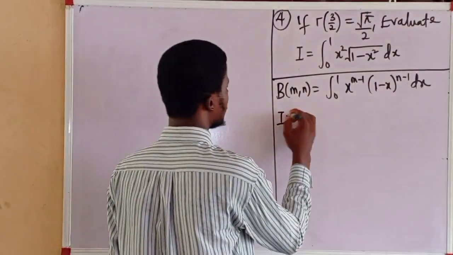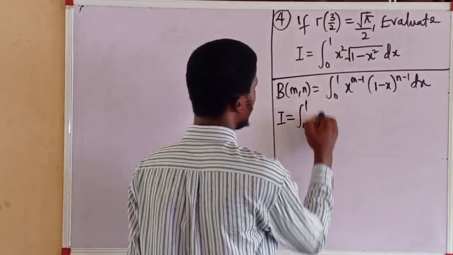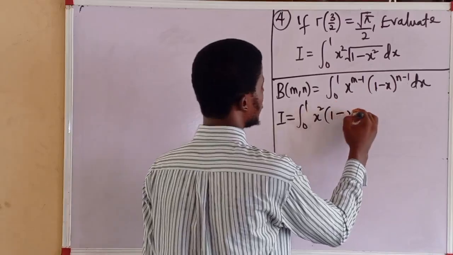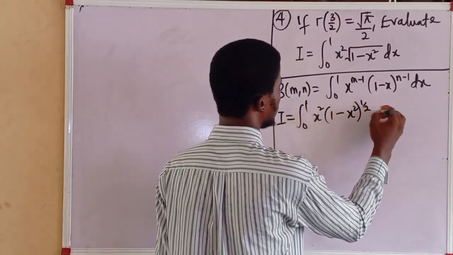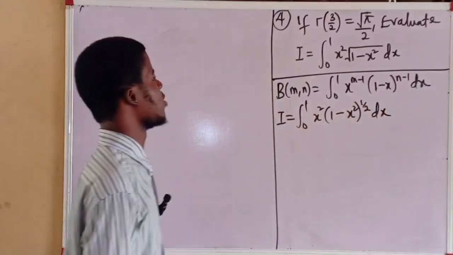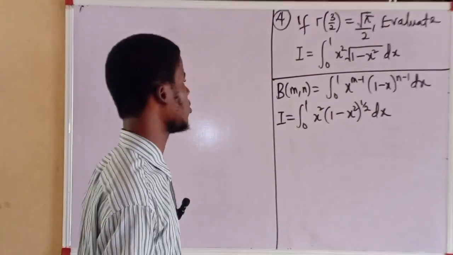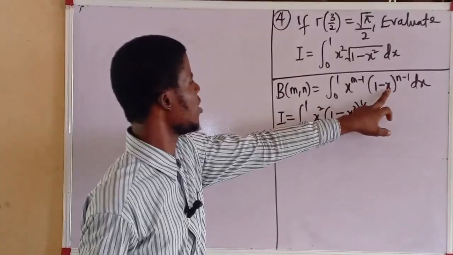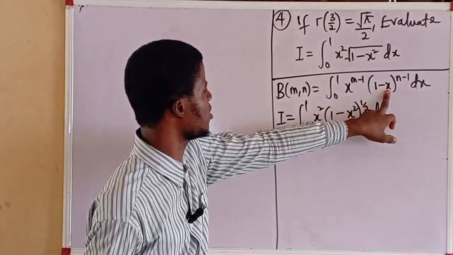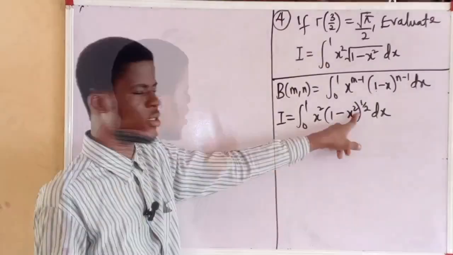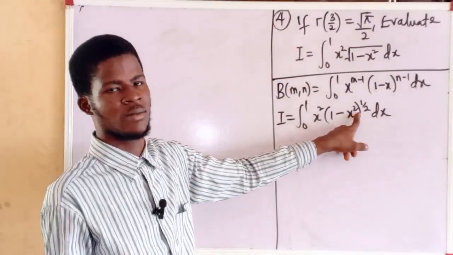We have I is equal to the integral from 0 to 1 of x squared into 1 minus x squared to the power of 1/2 dx. The square root is equivalent to the power of 1/2. So I can see x here, and 1 minus x, where x is having a power of 1. But what I'm seeing here is 1 minus x squared. So let's modify the integral.